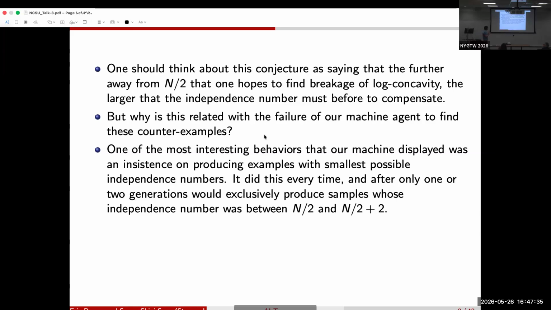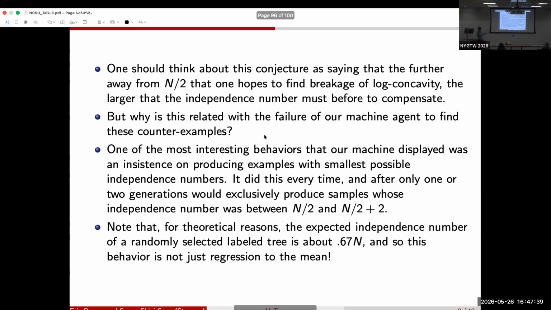I don't know exactly how the machine got so good at doing that. Note that for theoretical reasons, as I was saying, the expected independence number of a randomly selected tree is about 0.67n. And so this behavior is not just regression to the mean. We don't know why it's doing it. We don't know how it's doing this.